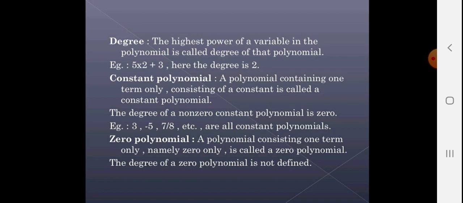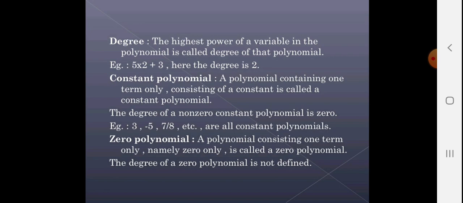Degree, the highest power of variable in the polynomial is called the degree of that polynomial. For example, 5x square plus 3, here degree is 2. Constant polynomial, a polynomial containing one term only consisting of constant is called the constant polynomial. The degree of non-zero constant polynomial is always 0. For example, 3, minus 5, 7 by 8, etc.